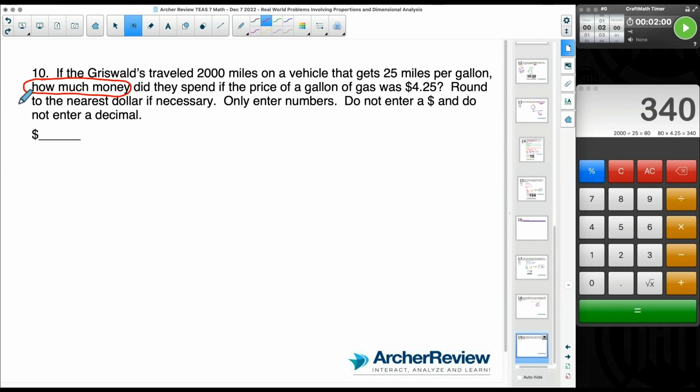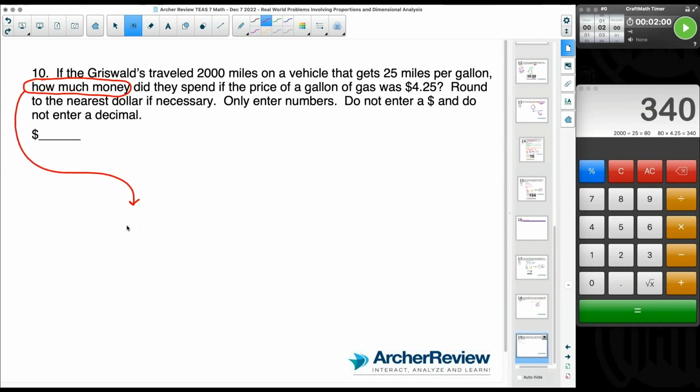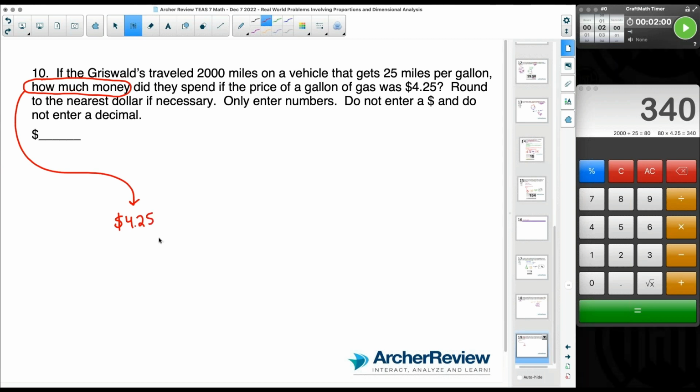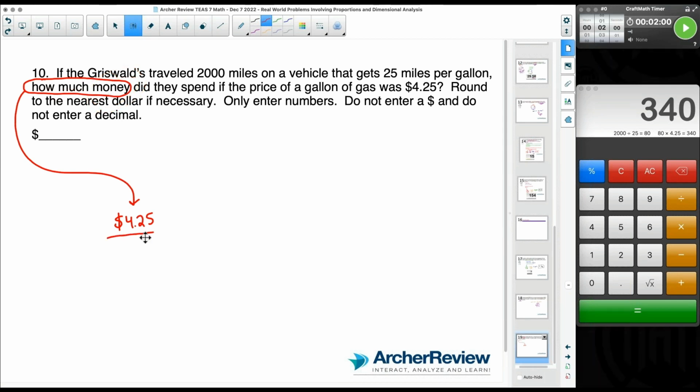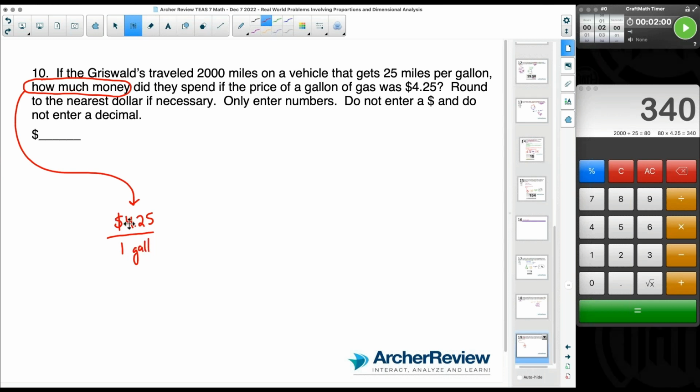Well, the only thing we know about money in this problem is we know that it cost $4.25. I'm still starting off with what the question's asking me to find. I'm starting off with money. $4.25 is how much 1 gallon of gas costs. I got dollars over gallons. Let's get rid of gallons.